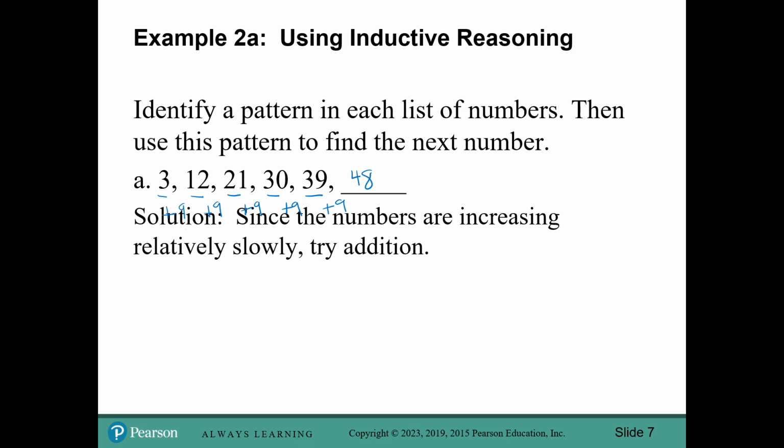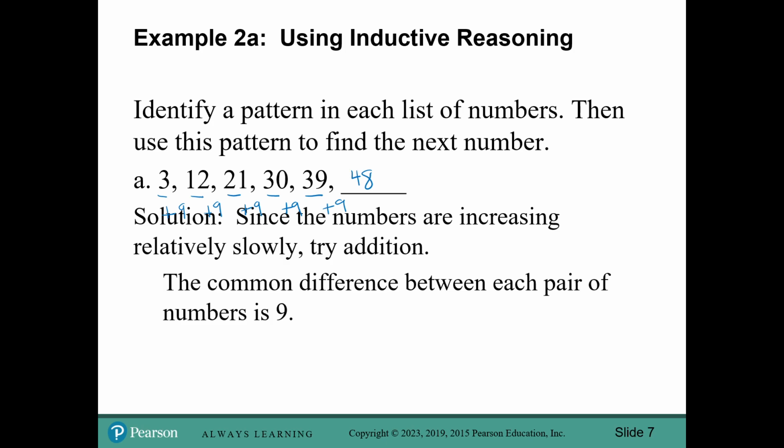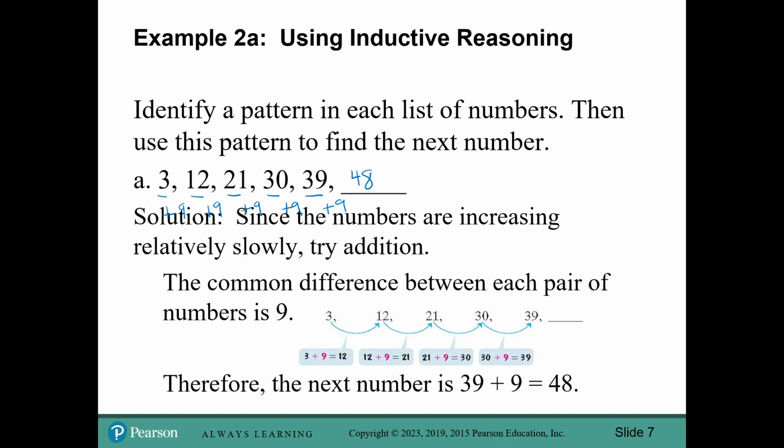So, if we look at the solution, since the numbers are increasing relatively slowly, that's why we decided to use addition. The common difference between each pair of the numbers is 9. Therefore, if we add 9 to each, we get the next number. Following this inductive reasoning, the next number in this sequence is 39 plus 9, which is 48.